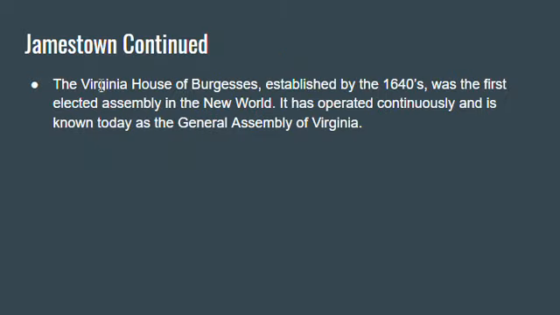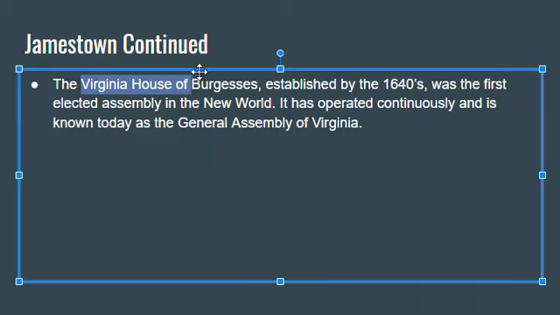And there's something called the Virginia House of Burgesses. It was established by the 1640s. It was the first elected assembly in the New World, and it has operated continuously and is known today as the General Assembly of Virginia. But you're going to see this a few times this year, the Virginia House of Burgesses. It was the first elected assembly in the New World.